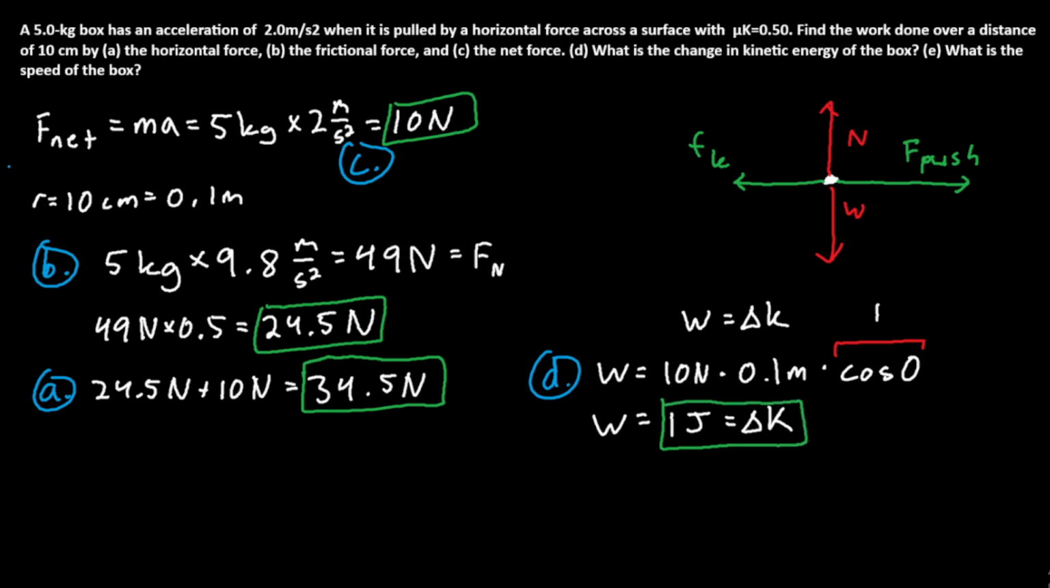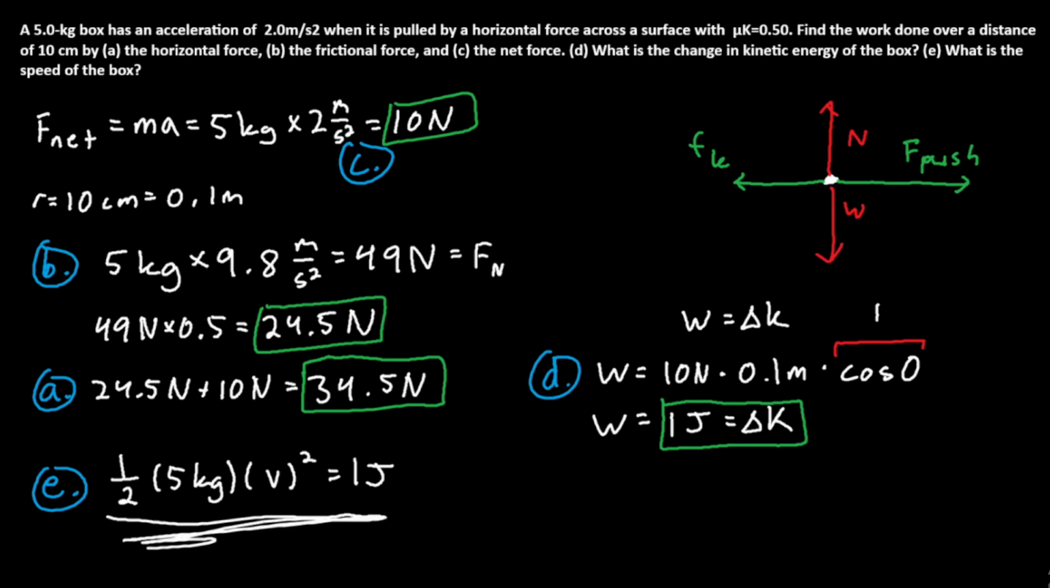Okay, how about part E? What is the speed of the box? In order to solve for the speed of the box, we need to set up our kinetic energy formula: 1/2 times the mass times the velocity squared. We don't know the speed, but we know the kinetic energy. So if you do a little bit of algebra and isolate your speed variable, you get approximately 0.632 meters per second for your speed. Now, you can use kinematics to solve this. You have an acceleration, you have a distance traveled, and you start at rest. So you can use kinematics and actually check if this is right.